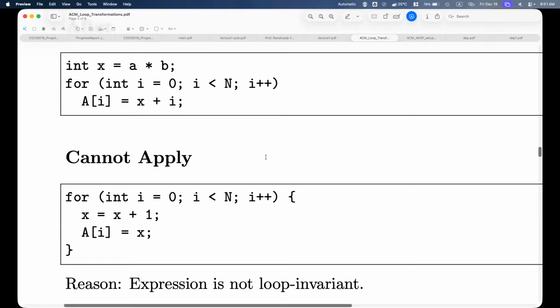Now let us do loop invariant code motion. Correct? What are my loop def? Which variables are defined in the loop? Y and x. Whatever is there in the left side of the assignment here. So y and x both are in my loop def. Now let me look at the RHS. Is x plus 1 loop invariant? No, why not? Because x is in my loop def. So this is not loop invariant. What about x equal to a times b? Is a times b loop invariant?